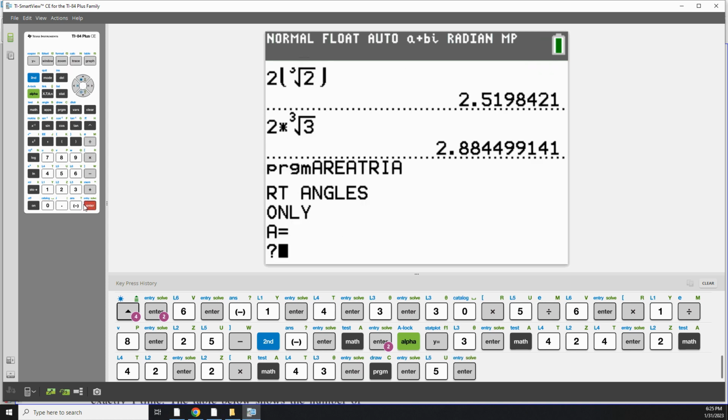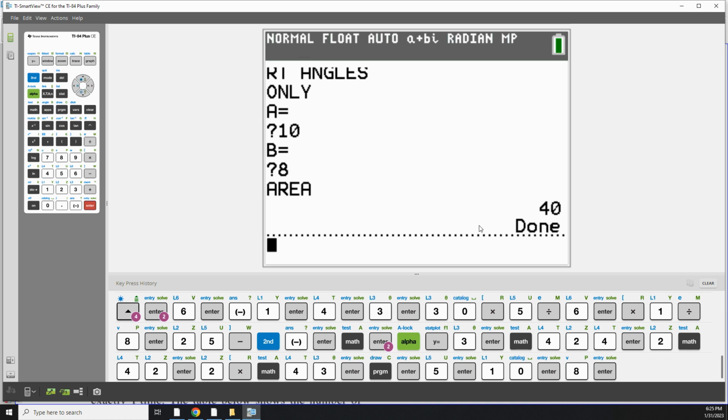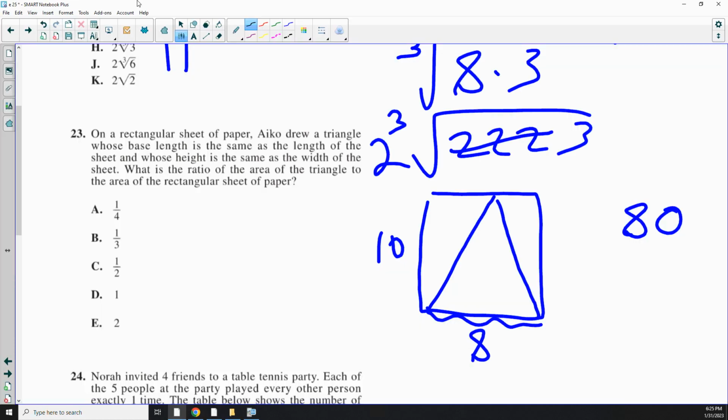There it is. And altitude is 10 and the base is 8. But it's 40, which is half of 80. So it's 1/2. The answer is C. That's because of the formula. A triangle is 1/2 altitude base.